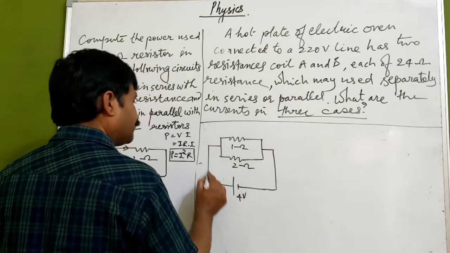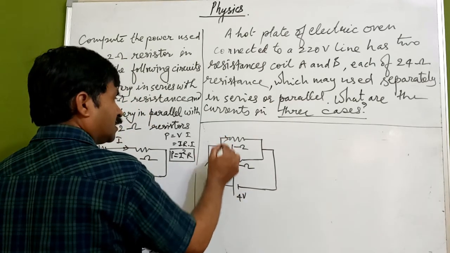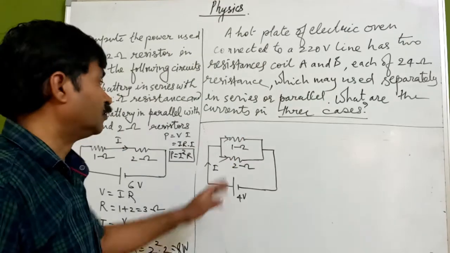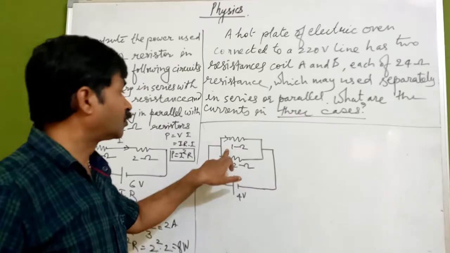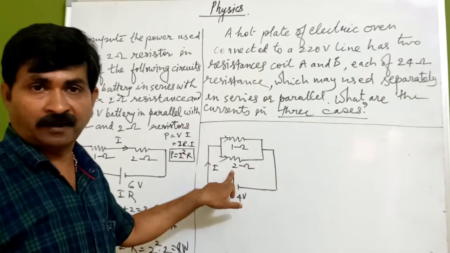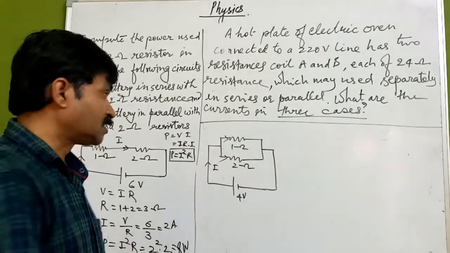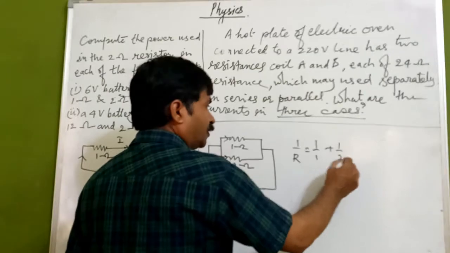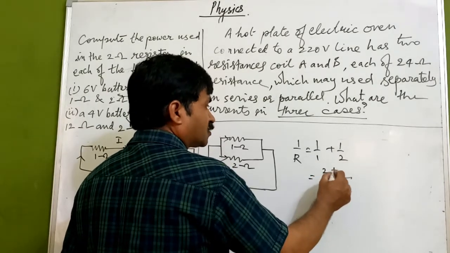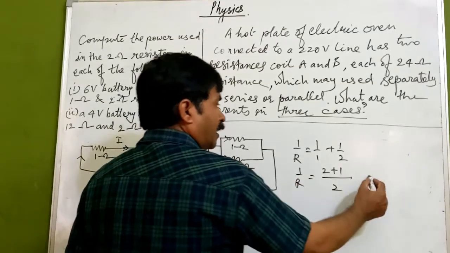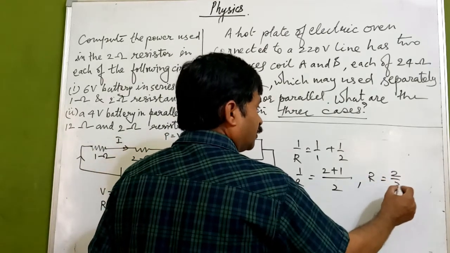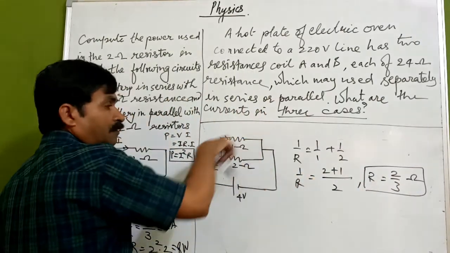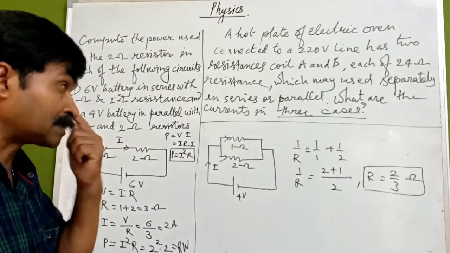This is a 4 volt battery and the current passing through it is I. Now first, what we have to do? सबसे पहले we have to calculate the equivalent resistance of the parallel resistors. So 1 upon R is equal to 1 upon 1 plus 1 upon 2. It is 2 plus 1 over 2, which equals 1 upon R, so R is equal to 2 upon 3 ohm. This is the equivalent resistance of this circuit. हमको इसका equivalent resistance मिल गया.